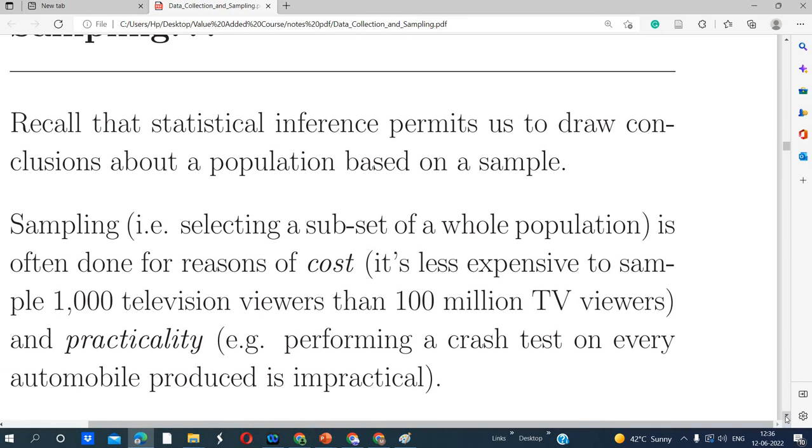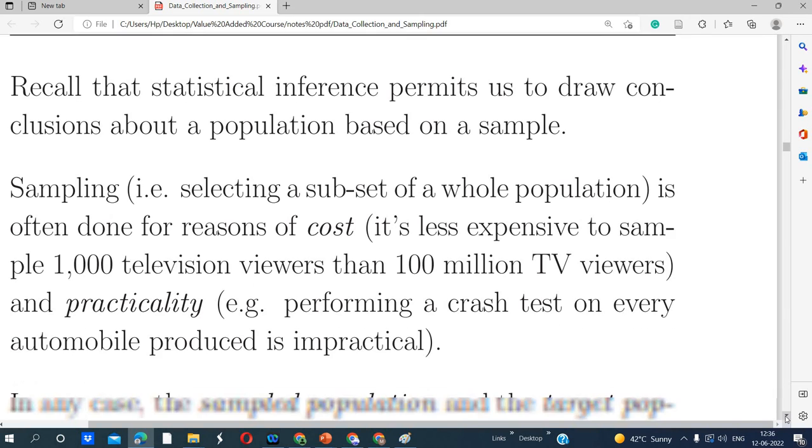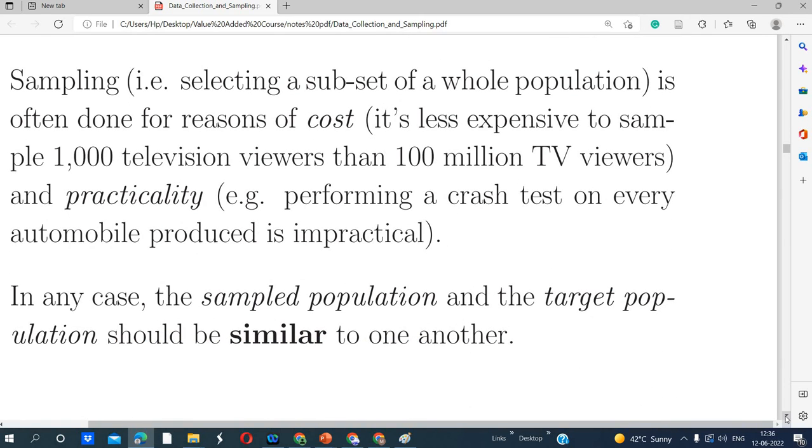Okay. So sampling है क्या भाई? Statistical inference permits us to draw conclusions about a population based on a sample. So sampling is important. Means ये subset है. It is a subset of the whole population. It is often done for reasons of cost. Performing a crash test on every automobile produced is impractical.